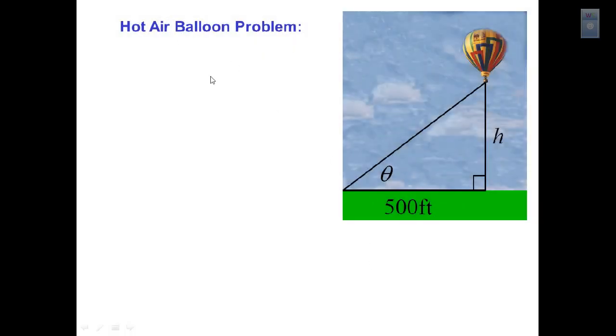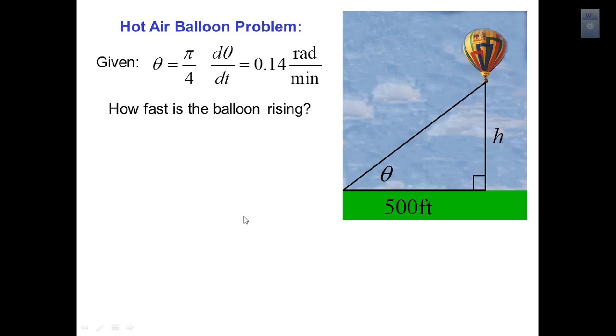Alright, so here's a hot air balloon problem. We've got a hot air balloon here that is 500 feet away horizontally from the person that's watching it. We're given that theta is pi over 4 and d theta dt, in other words, how this angle right here is changing, is 0.14 radians per minute. How fast is the balloon rising?